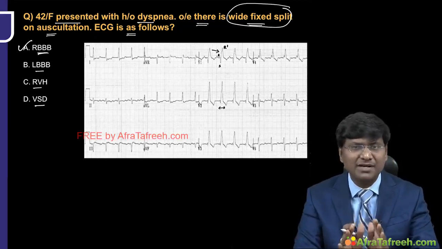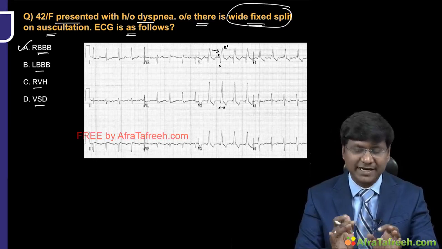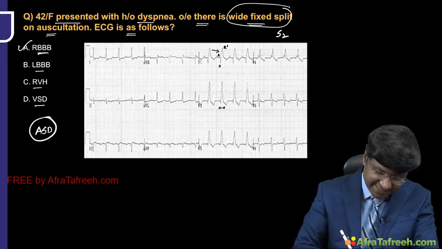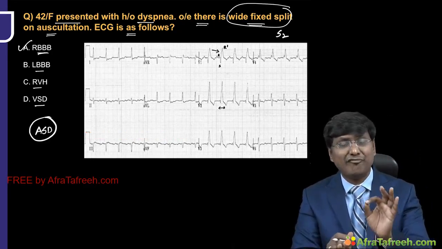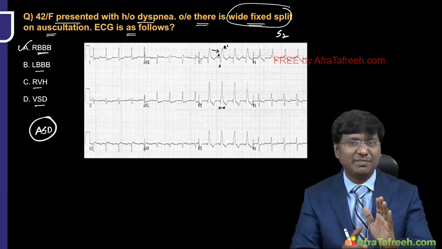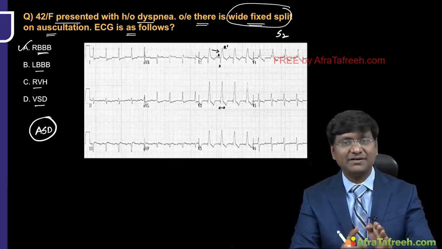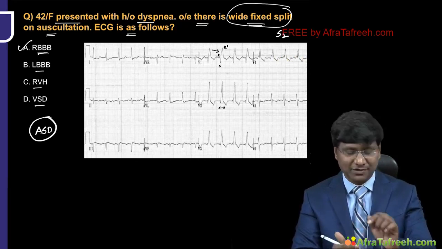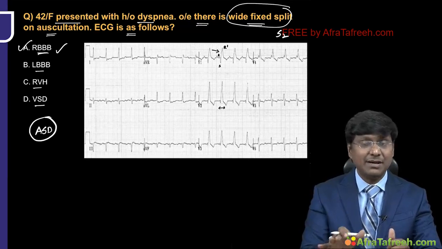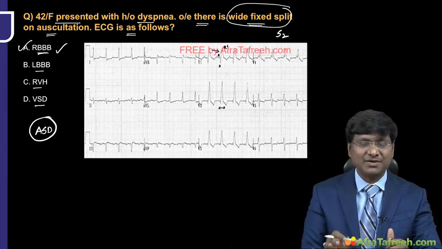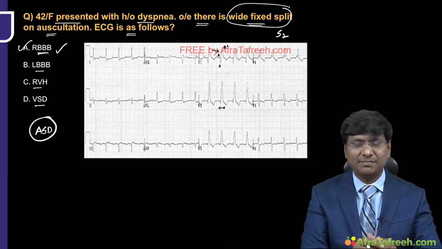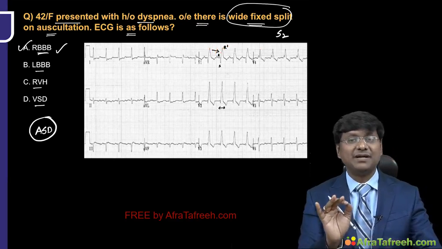See, one of the common conditions where you will have a wide fixed split in the second heart sound is ASD. In patients with atrial septal defect, you will have a wide fixed split in the second heart sound. And in patients with atrial septal defect, there will be development of pulmonary hypertension, there will be development of right ventricular hypertrophy, and subsequently there can be development of right bundle branch block as well. Okay, so patients with ASD can also develop RVH, but this is not the ECG of right ventricular hypertrophy because there is presence of wide QRS complexes. In case of right ventricular hypertrophy, you don't have wide QRS complexes. So this is the ECG of right bundle branch block.